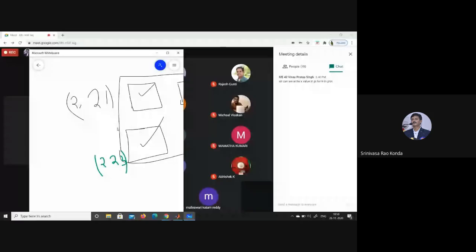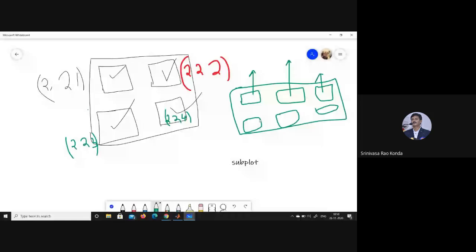What is the name of this window? Then only we can plot. Then we have to tell MATLAB.